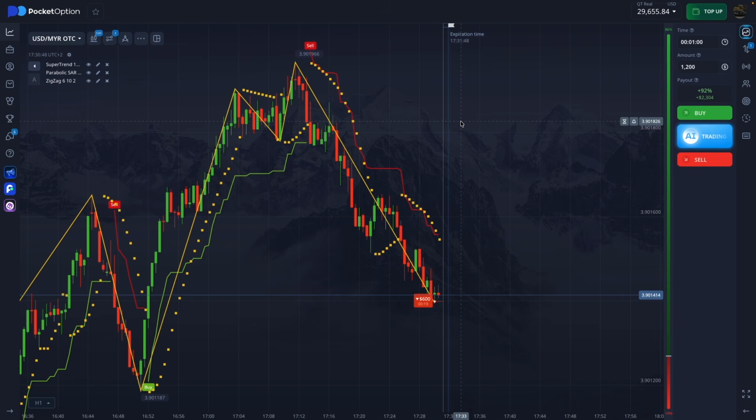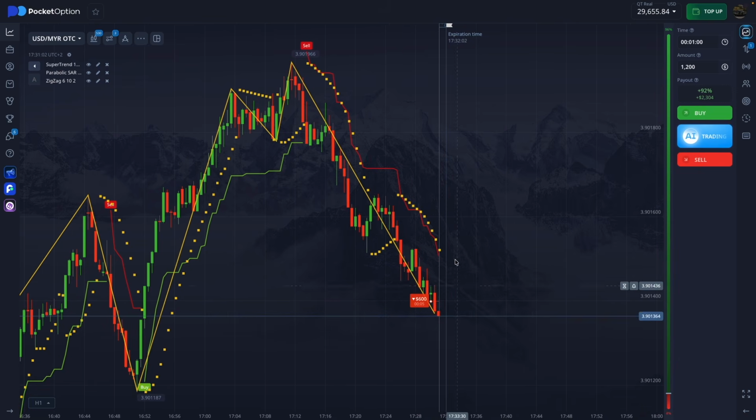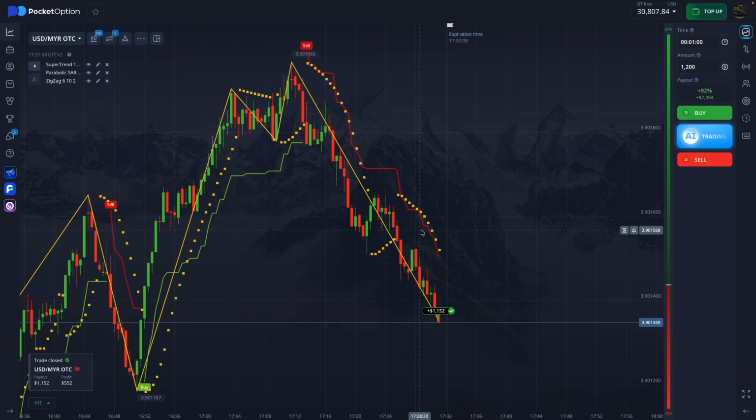So, a $600 down trade is open. Basically, there was a pretty good moment to enter a down trade here. There is an active sell signal from the super trend indicator. Then zigzag draws a line directed downward, and this line is on the last candle, and the SAR indicator dots are above the chart. A few seconds remain, and my trade closes in profit.